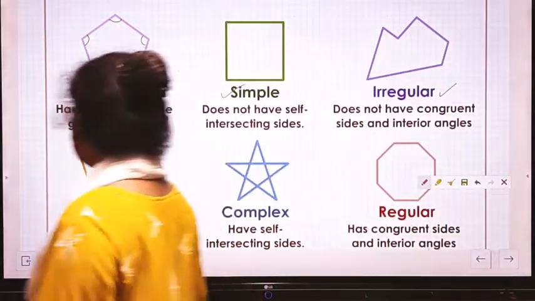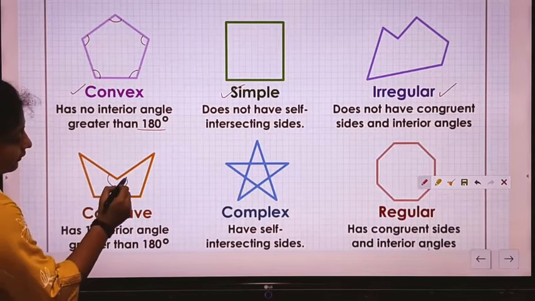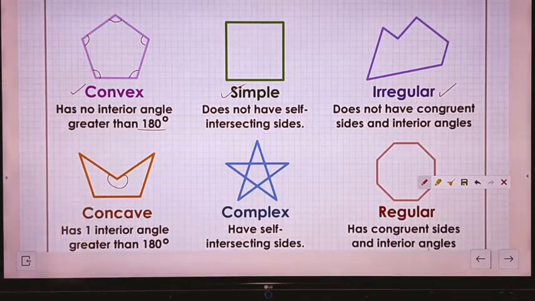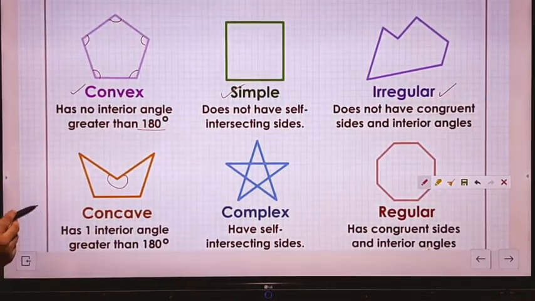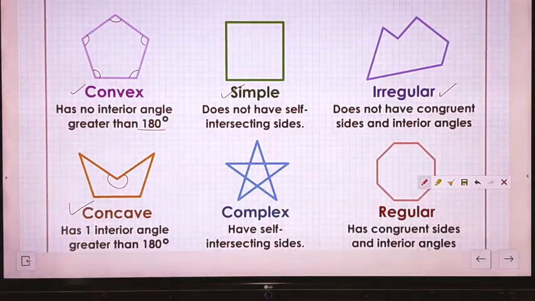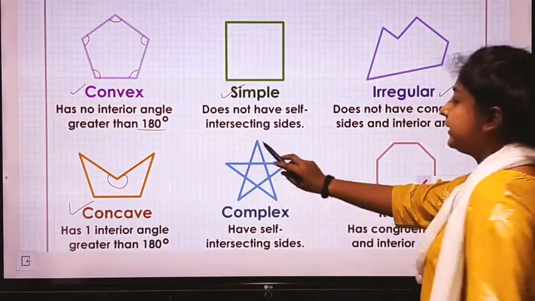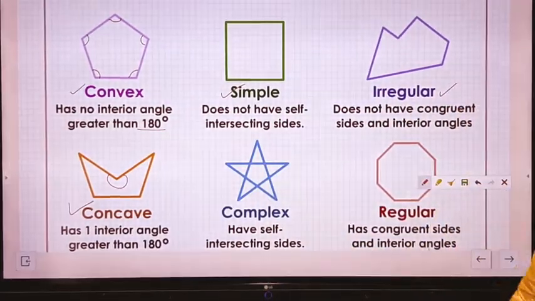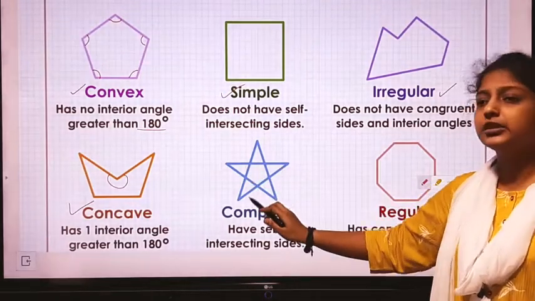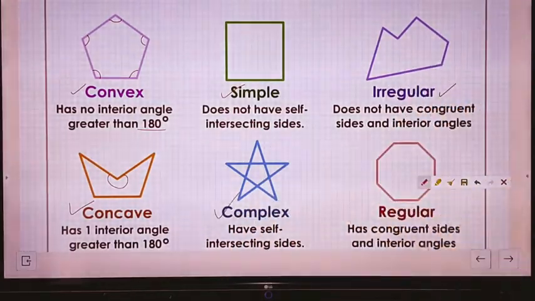Next we have a concave curve. A concave curve is a curve where at least one angle is greater than 180. See, this interior angle here is greater than 180. So this curve is known as a concave curve. Next we have a complex curve. A complex curve is a curve where the sides intersect each other. Here you can see the sides of the curve are intersecting each other. So such a curve is known as a complex curve.